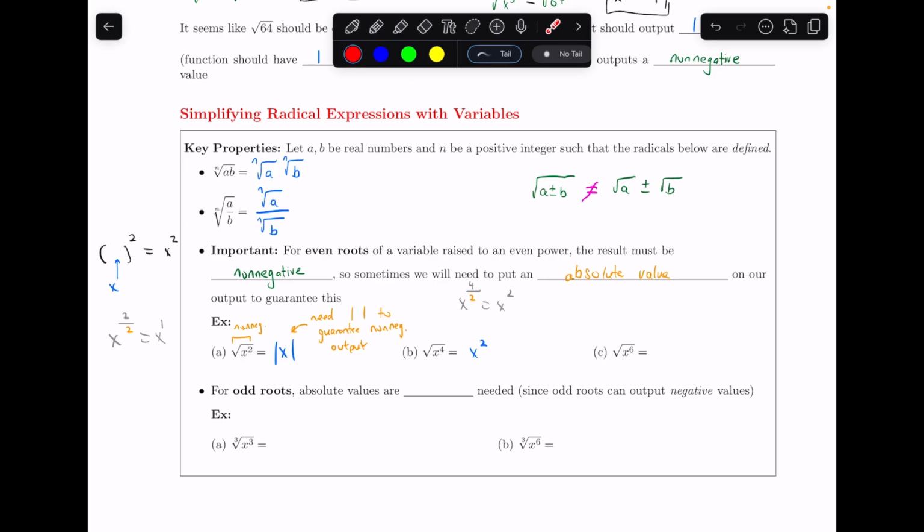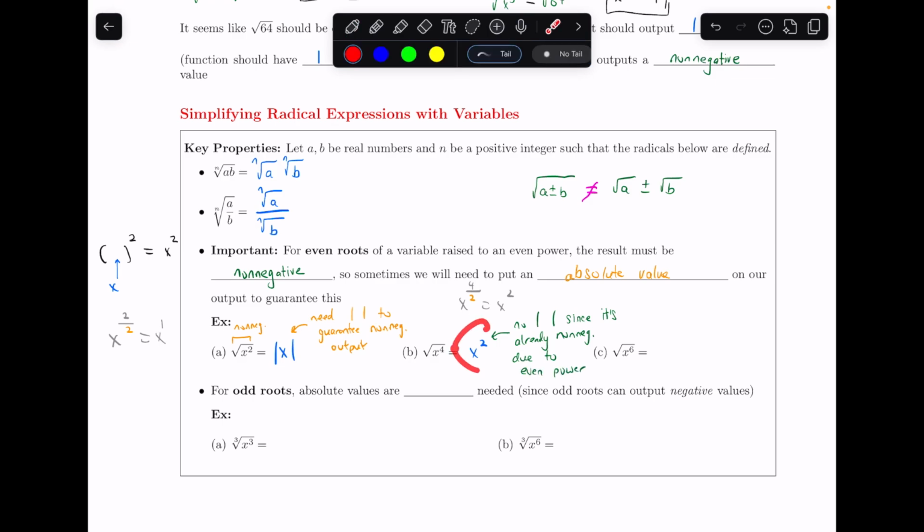So does this one need an absolute value? Well, the thing that I'm starting with, if you plug in a negative, the even power will wipe it away. And if I plug a negative into this one, well, this already has an even power. So it's already non-negative. So no absolute value needed. So this one, no absolute value, since it's already non-negative, due to this even power.